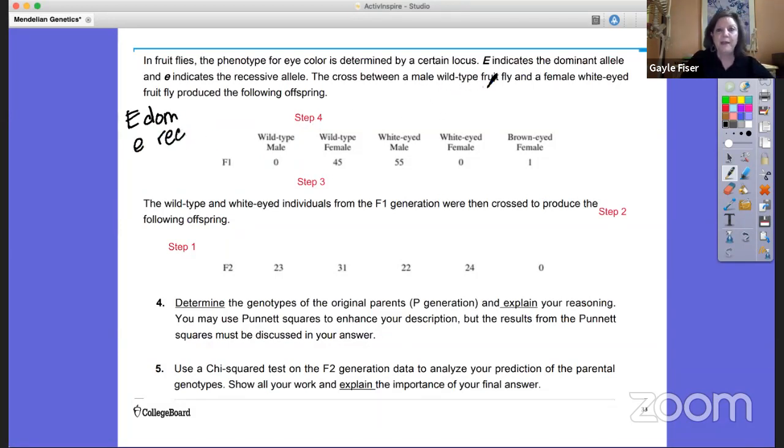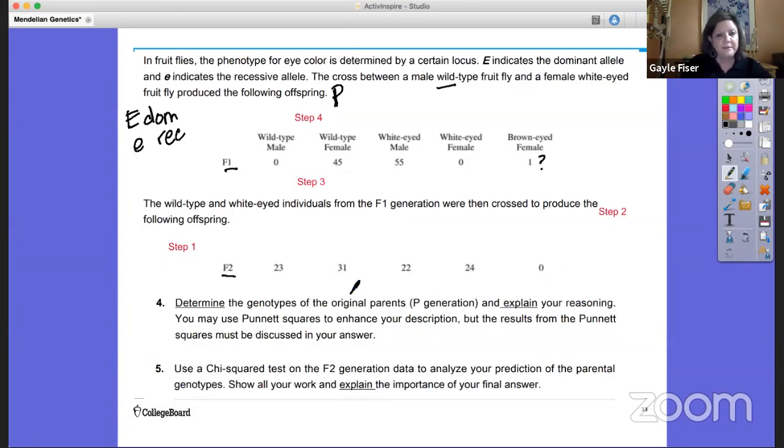The cross between a male wild type fruit fly, and wild type means normal, and a female wide-eyed fruit fly produced the following offspring. So we ended up with 45 wild type females and 55 wide-eyed males, and some odd thing happened there, okay? The wild type and the wide-eyed individuals from the F1 generation were then crossed to produce the following offspring. So we started off with a parental group that we don't know, and then we have our F1, and now we have F2.